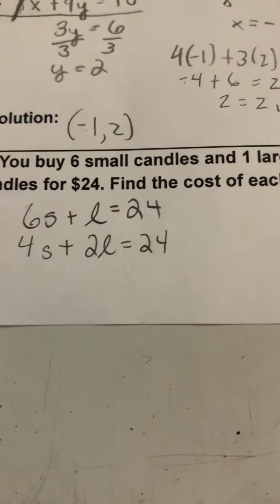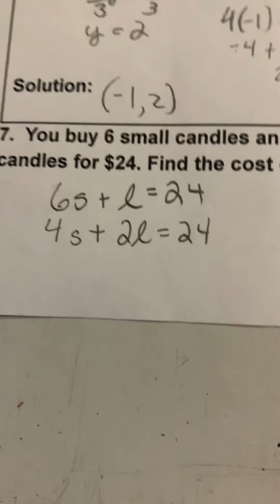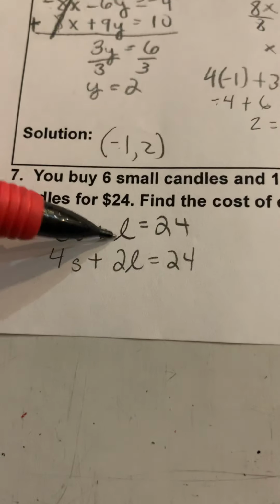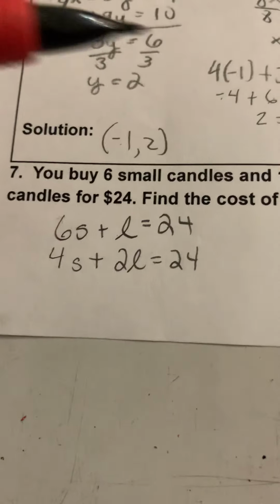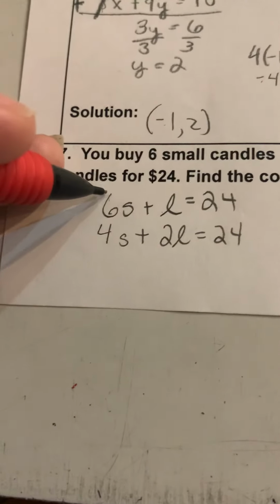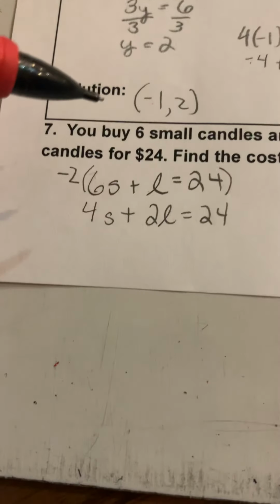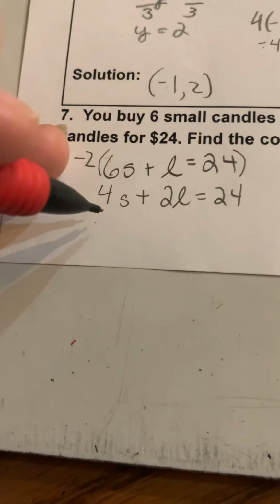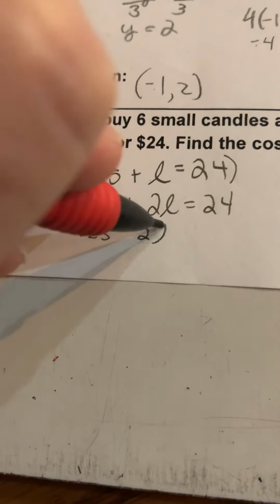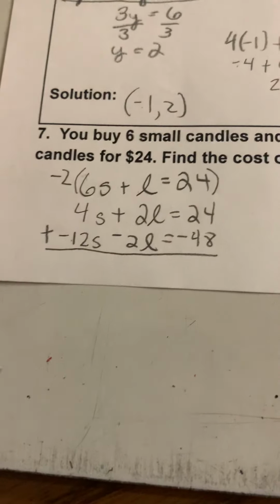So you could do elimination combination because neither variable is isolated. You could also easily isolate the L because there's one L if you wanted to do substitution. I like combinations the best. That's my favorite to do. So what I'm going to do is basically just multiply this whole top by -2. When I do that, I'm going to get -12s minus 2L equals -48. And then I'm just going to combine these.